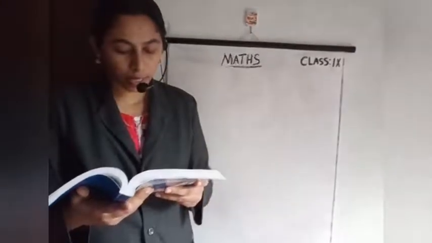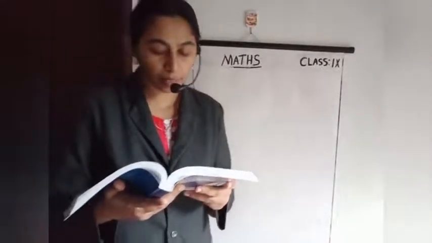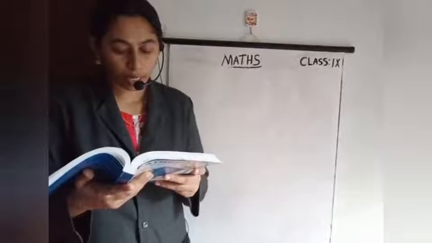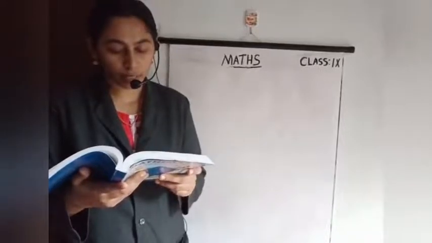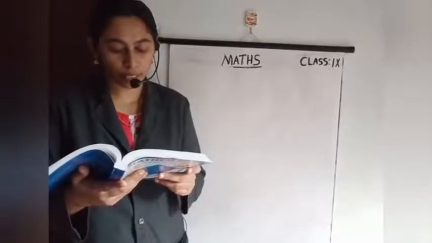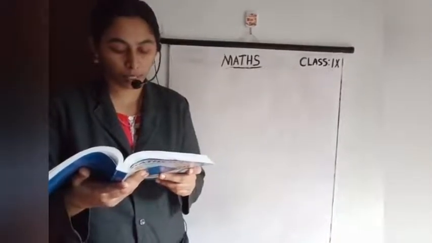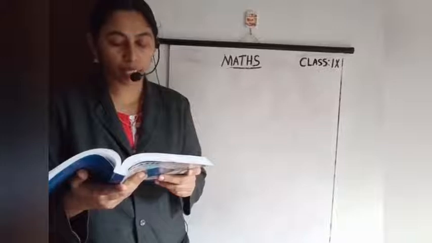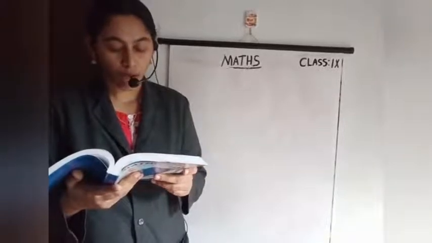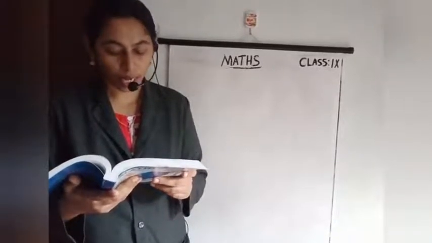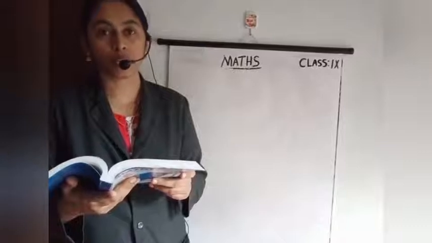Now question 3. A metal pipe is 77 centimeter long. The inner diameter of a cross section is 4 centimeter, the outer diameter being 4.4 centimeter. Find its inner curved surface area, outer curved surface area and total surface area.